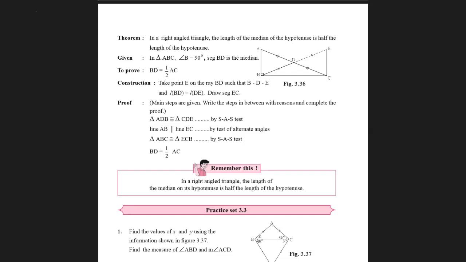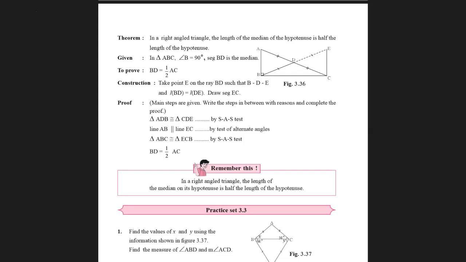So what are you given? In triangle ABC, angle B is 90 degrees. Segment BD is the median. What must you prove? BD equal to half of AC. For construction, take point E on the ray BD such that B-D-E and length of BD is equal to length of DE. Draw segment EC. Okay, this is the construction.